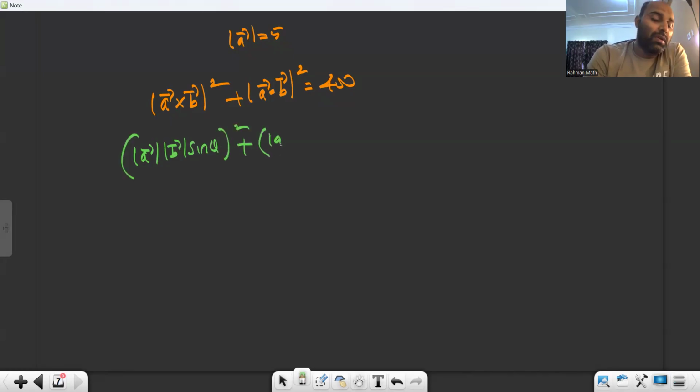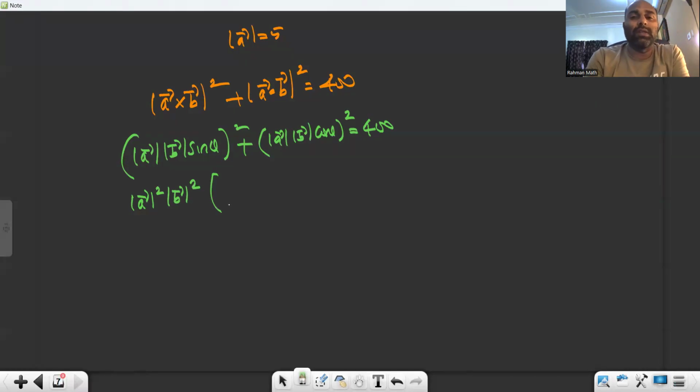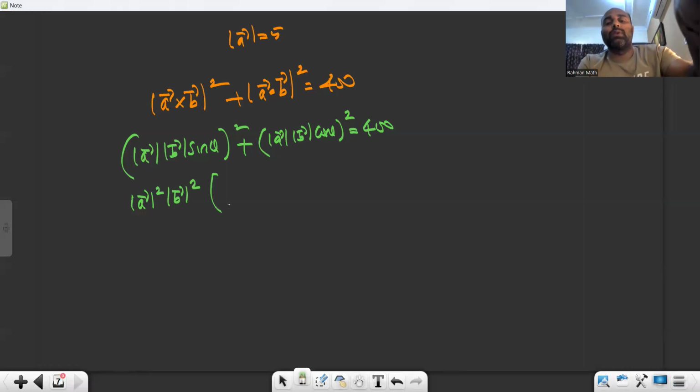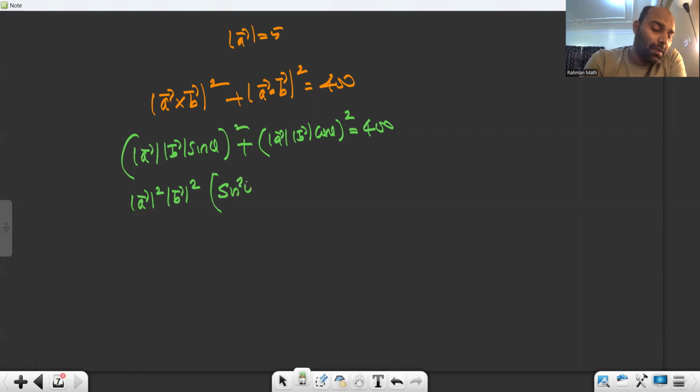A dot B is magnitude A, magnitude B cos theta, squared. In your observation, you can see magnitude A, magnitude B square is common. So there is a square, don't forget. So what is left? Sine square theta plus cos square theta, you learned in 10th standard. This is 1.